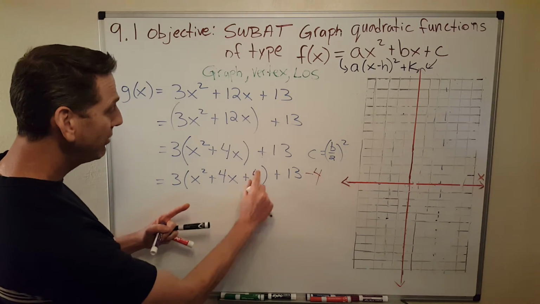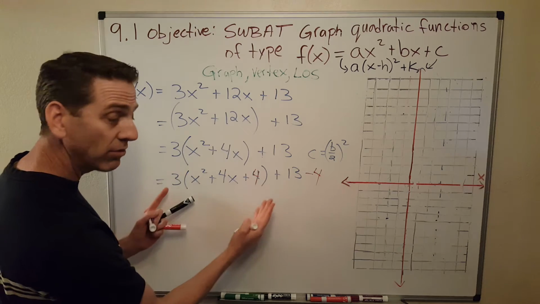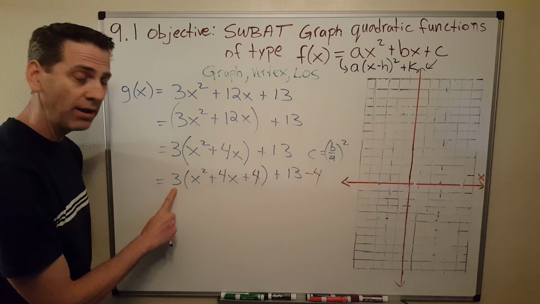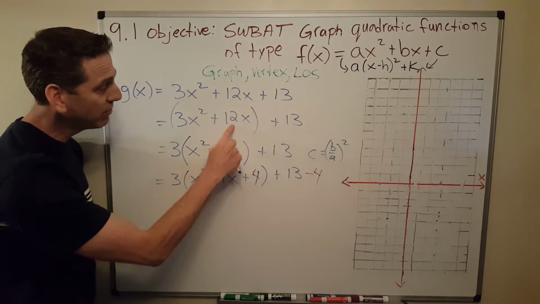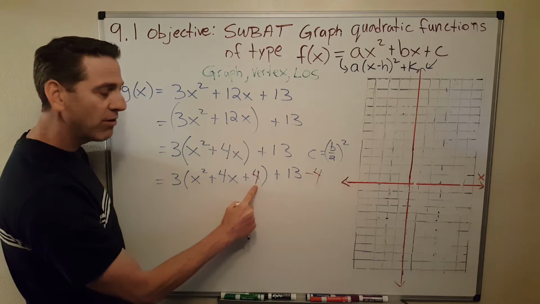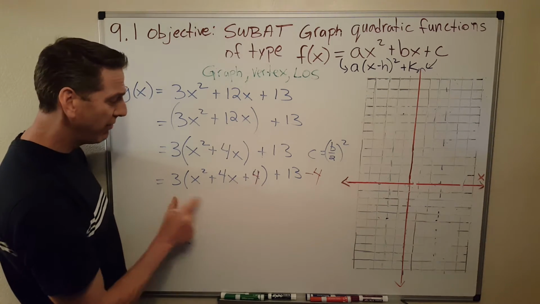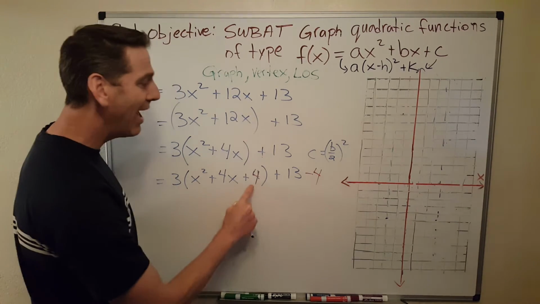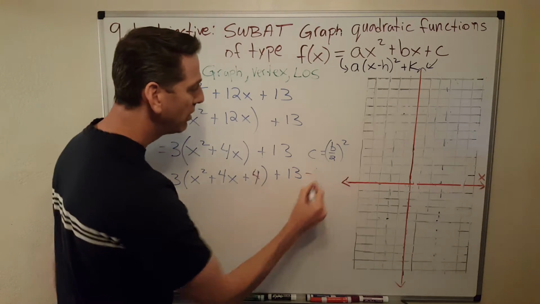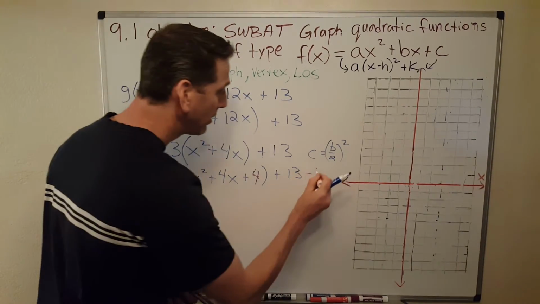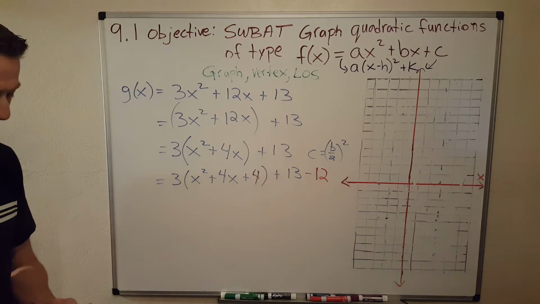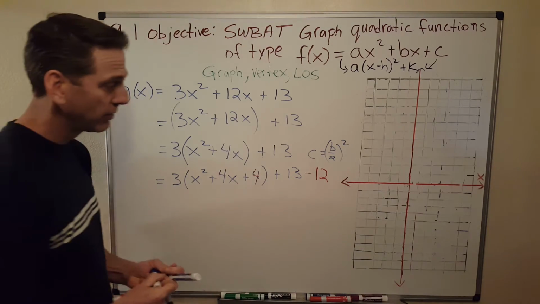Because you see how this 4 is inside of these parentheses, correct? And everything inside of these parentheses is being multiplied by 3. That's why I changed this from a 12 to a 4, right? Because 3 times 4 was 12. So if I'm going to put a 4 there, I have to multiply that 4 times the 3. So I'm actually not adding 4. I'm adding 12. So I have to subtract 12 to that side, or to the constant.